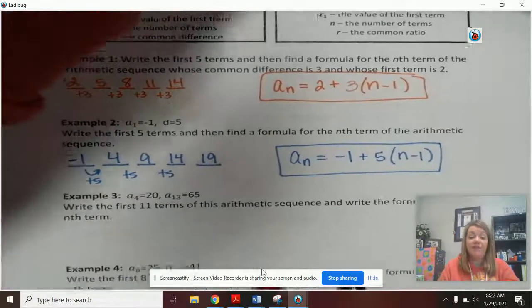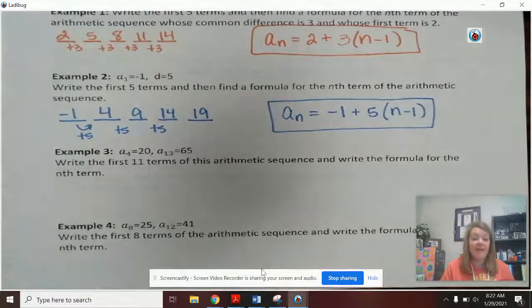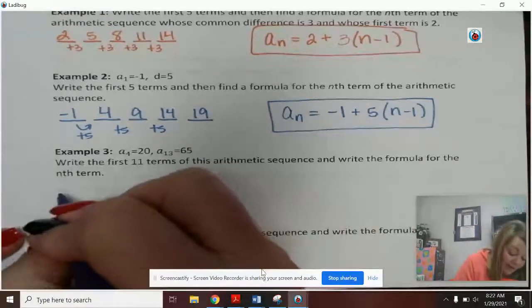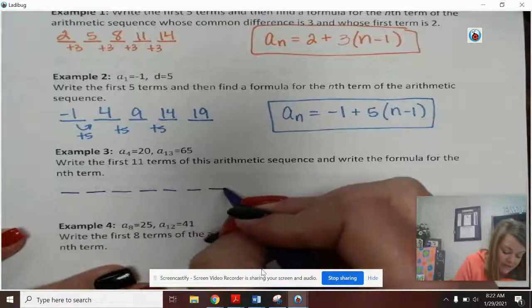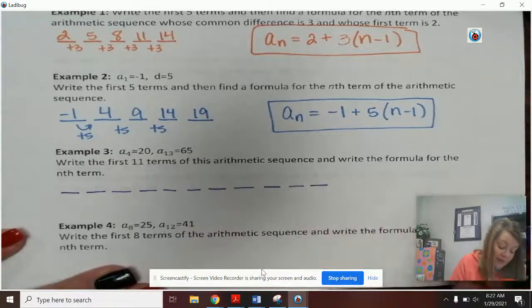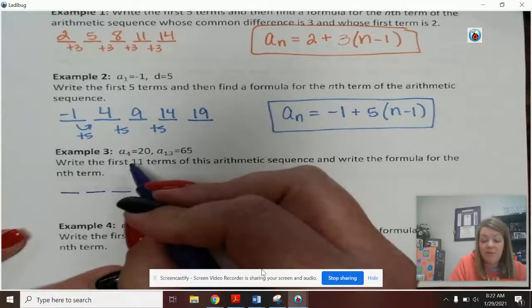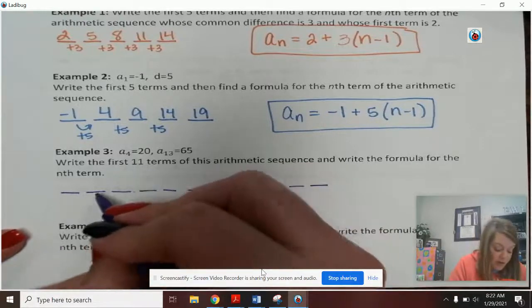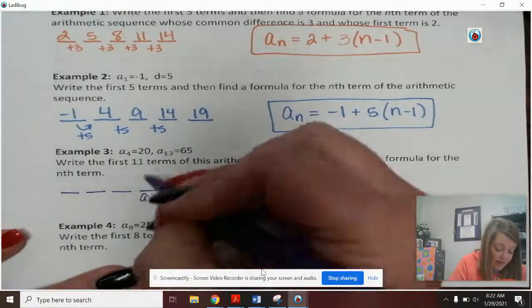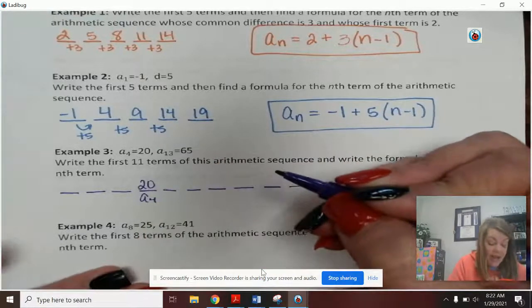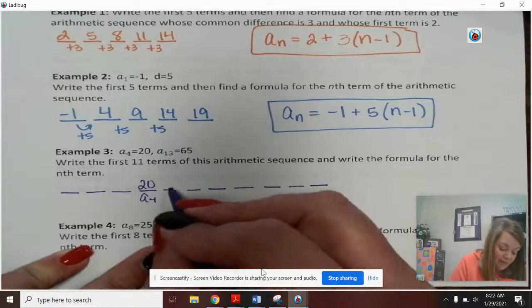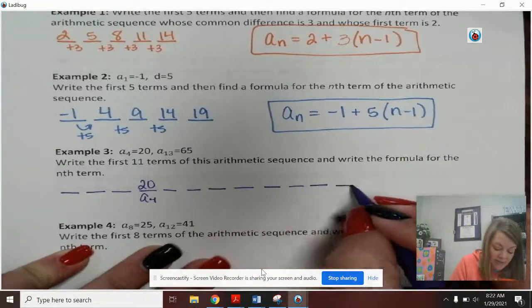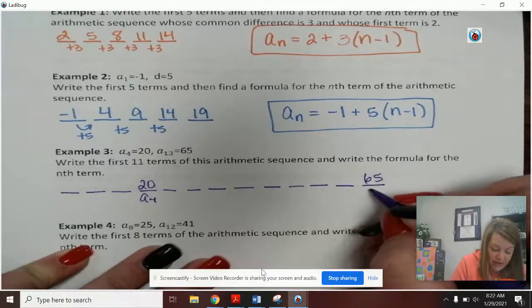Example number 3 says write the first 11 terms of the arithmetic sequence and write the formula for the nth term. Okay, so 11, I'm going to give me 11 boxes. 1, 2, 3, 4, 5, 6, 7, 8, 9, 10, 11. Okay, I'm given a sub 4. That means that's the 4th term. 1, 2, 3, 4. Here's a sub 4, and it's 20. And a sub 13 is 65. Well, I went to 11, right? 4, 5, 6, 7, 8, 9, 10, 11, 12, 13. This one's 65.